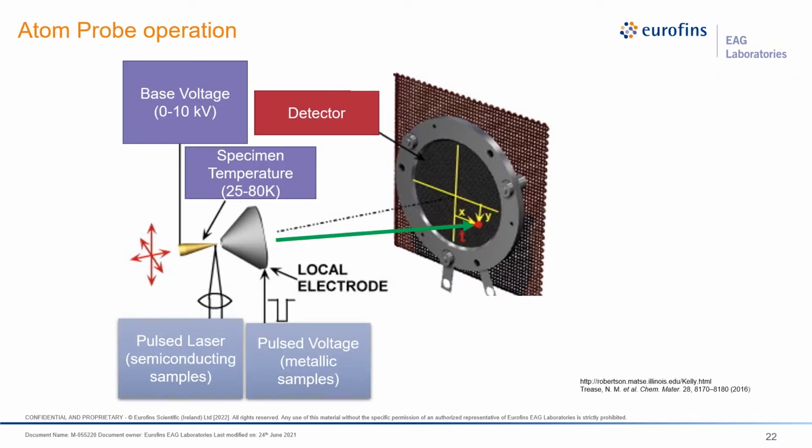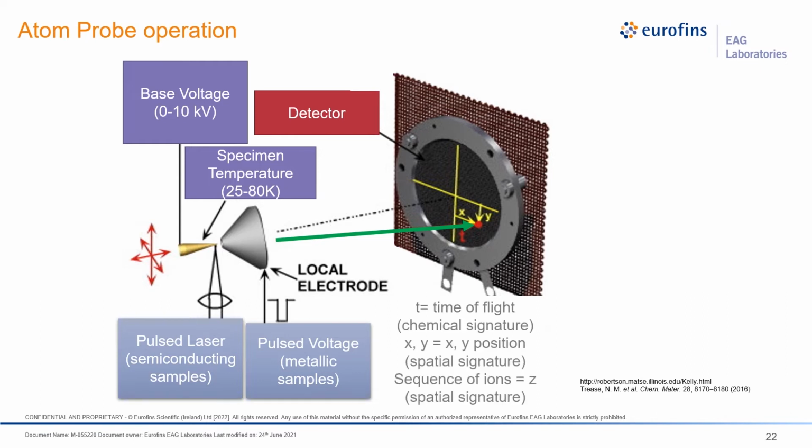We're going to take this very sharpened needle of your sample and put it in the instrument. We're going to bias it anywhere from 0 to 10 kV, and hold the sample in cryo conditions from 25 to 80 Kelvin. Using these high electric fields, in addition to a pulsed laser, we're going to help ionize each of these atoms off of the tip one at a time. We then accelerate them down through the spectrometer and collect them with a time-of-flight spectrometer that also has a spatial position sensitive detector.